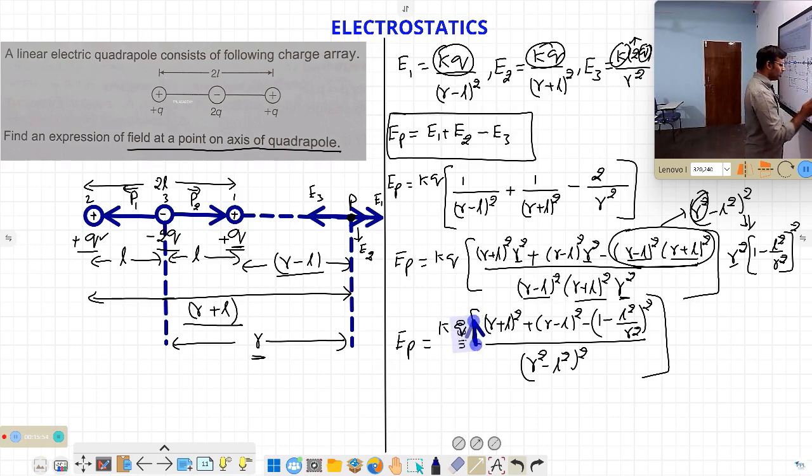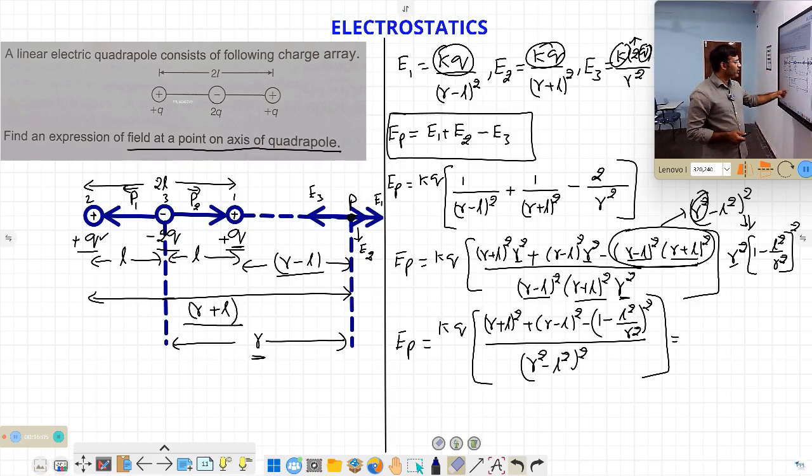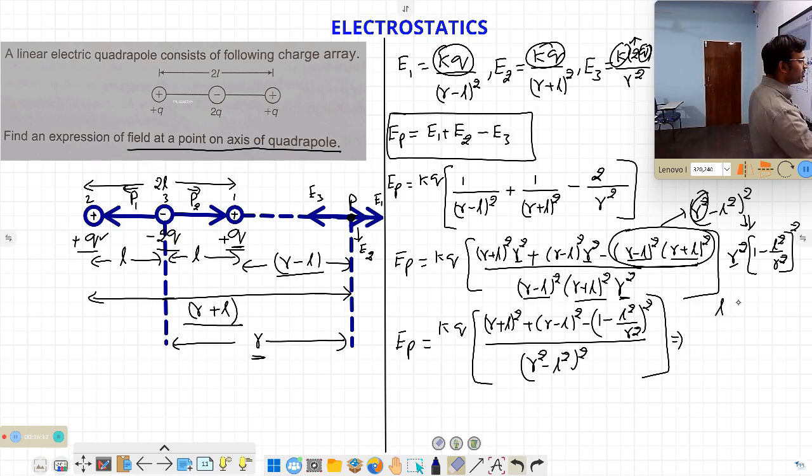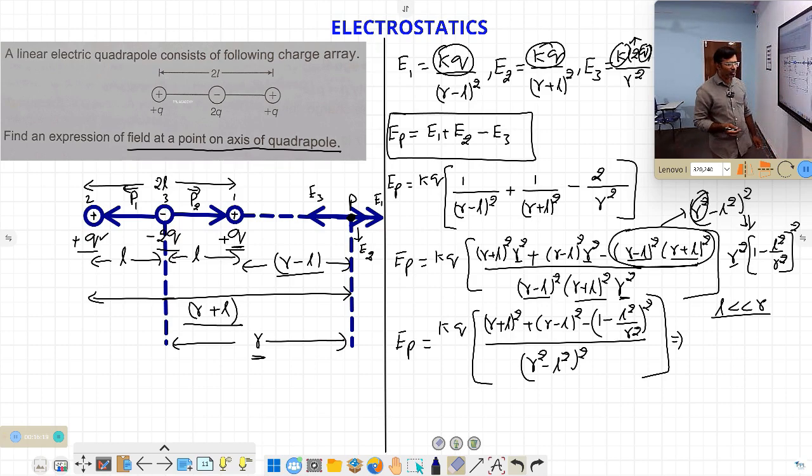If you want to modify this, you can modify according to our requirement. Practically, if you consider the distance of the point, we always take the length of the dipole to be much smaller than the distance. In those cases, the L value you can almost take as 0. If L is less than R, L square by R square you can almost take as 0, and the L value also you can take as 0.